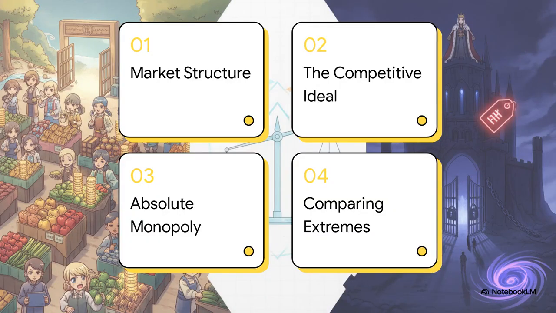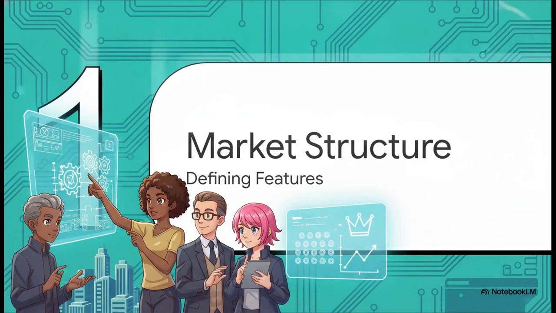To make sense of this, here's our roadmap for today. First, defining market structure. Second, the competitive ideal. Third, the absolute monopoly. And fourth, comparing the extremes. Let's kick things off with Section 1, defining market structure.